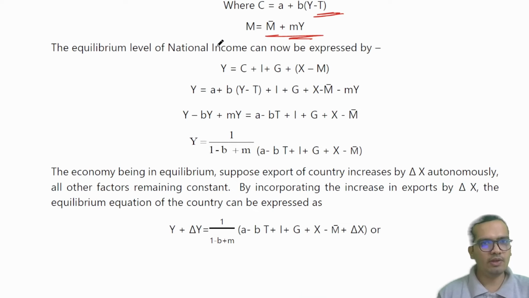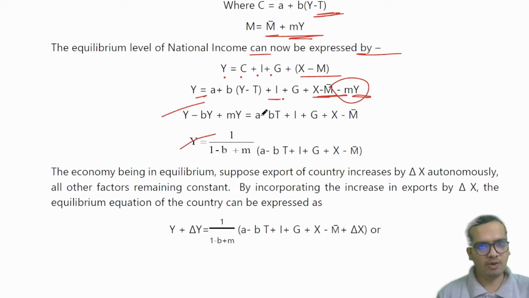The equilibrium level of national income can now be expressed by Y equals C plus I plus G plus X minus M, that is Y equals a plus b multiplied by (Y minus T) plus I plus G plus X minus M bar, that is import minus export, minus m multiplied by Y. So similarly we have some more derivation here.